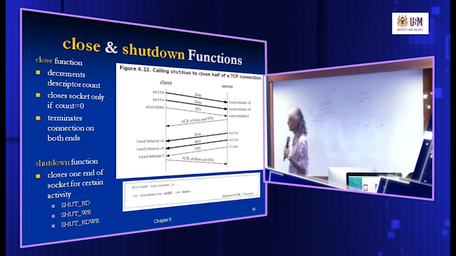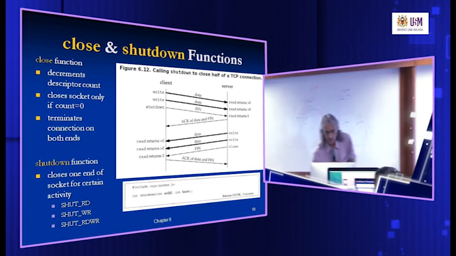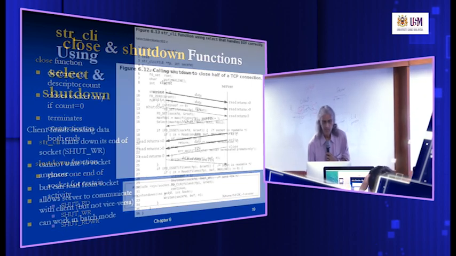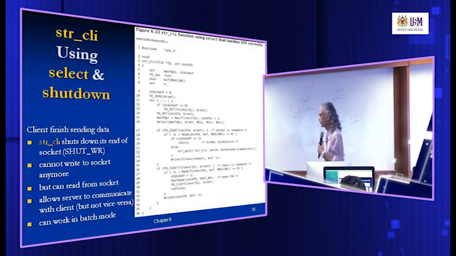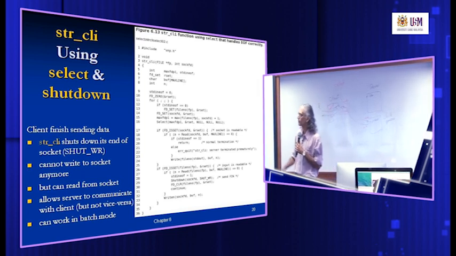So again, the shutdown function is quite simple. We say which socket we want to shut down, and then what is the action we want to shut down, whether it is read, write, or both read and write. Right? So here it gives you an example of the shutdown. Here, string client using select and also shutdown. It's the improved version of the earlier version.